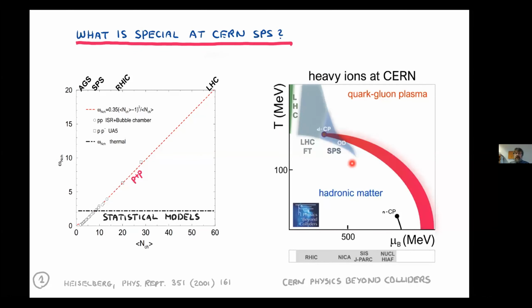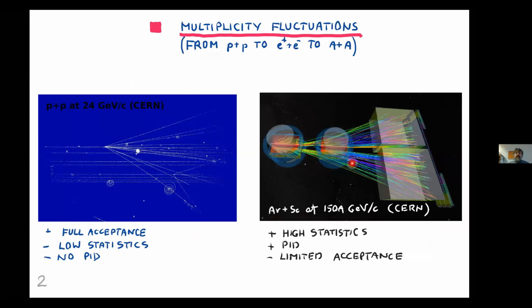Good. Let's go to the first part, the multiplicity fluctuations from pp to e+e- to AA. I will go back in the past, to the beginning of the 70s, when we studied, not we, I was still not really active, but our colleagues studied very extensively pp collisions at different machines, different energies. This is a photo of a bubble chamber at 24 GeV. This was PS, not SPS, at CERN.